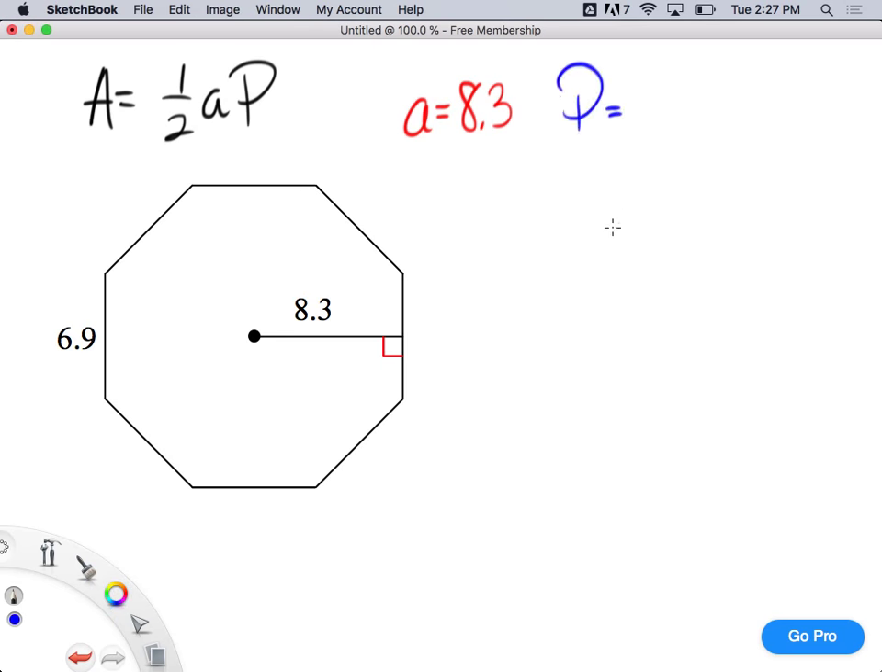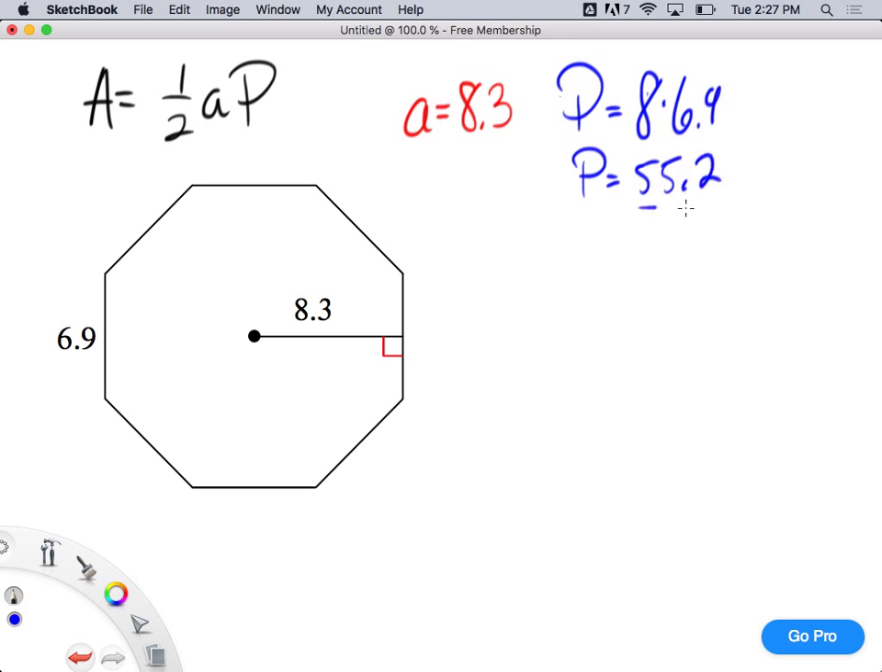What's the perimeter? If each one of these is 6.9, how many sides are there? 1, 2, 3, 4, 5, 6, 7, 8. So 6.9 times 8 is 55.2. So the perimeter is 55.2.